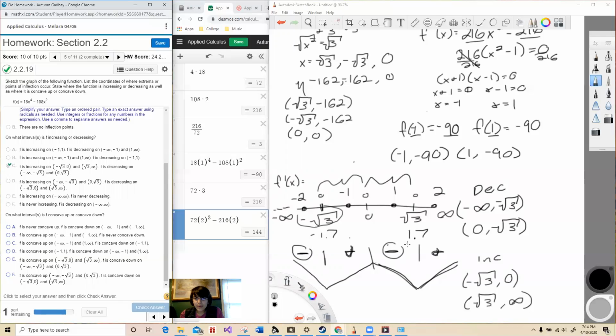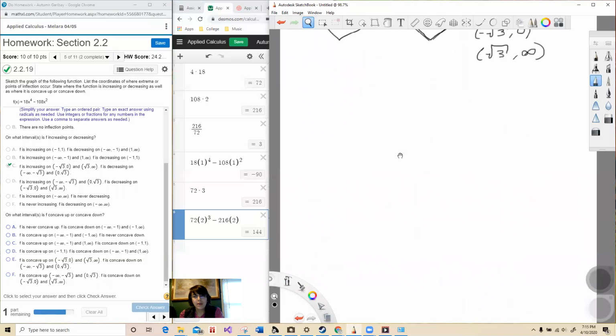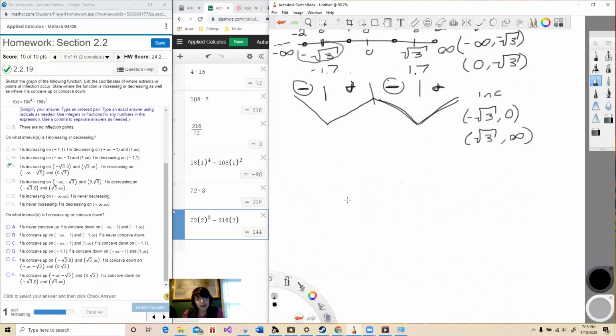All right, on what intervals is f concave up or concave down? So we know what intervals it's increasing or decreasing. Let's do a similar thing, but instead of talking about the first derivative, we're going to be talking about the second derivative and seeing how that's changing. So we know it's 0 at negative 1 and 1. Let's choose points between those. So we have, let's say, negative 2, say 0, and positive 2.